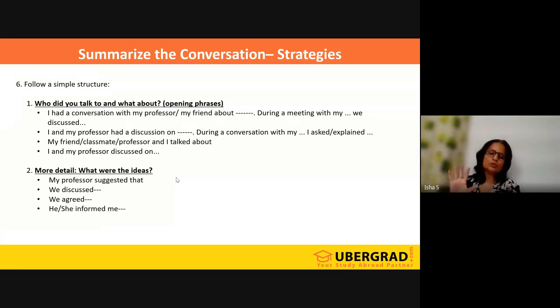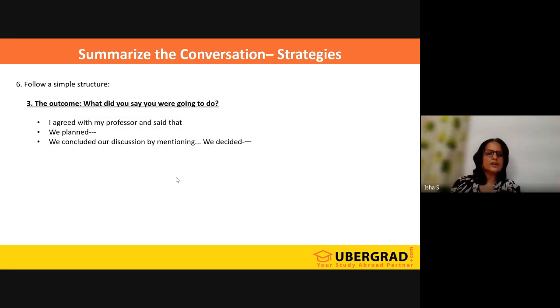You need to check that idea, whether it is a suggestion, you asked for some suggestion from the professor, or you and your professor discussed, or you and your friend agreed on something, or you have given certain inputs or information. So based on that core message, you need to use the right phrase here.